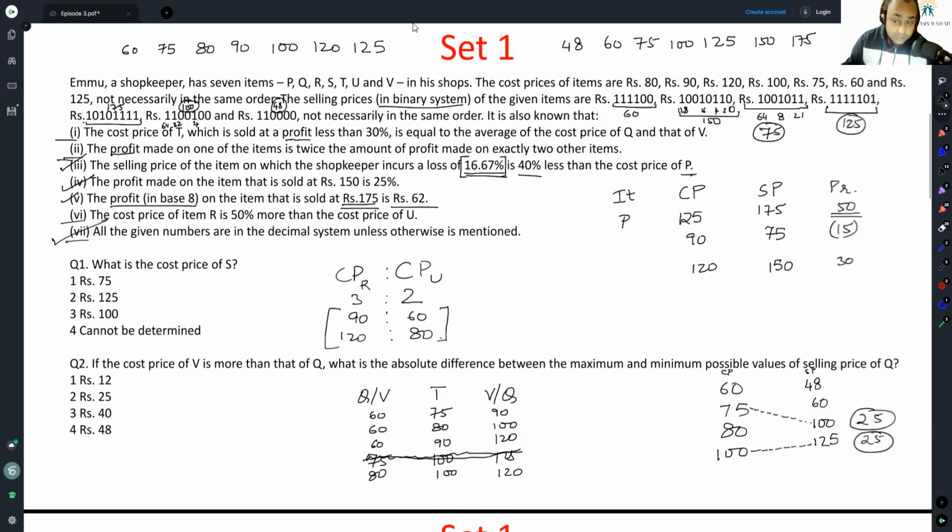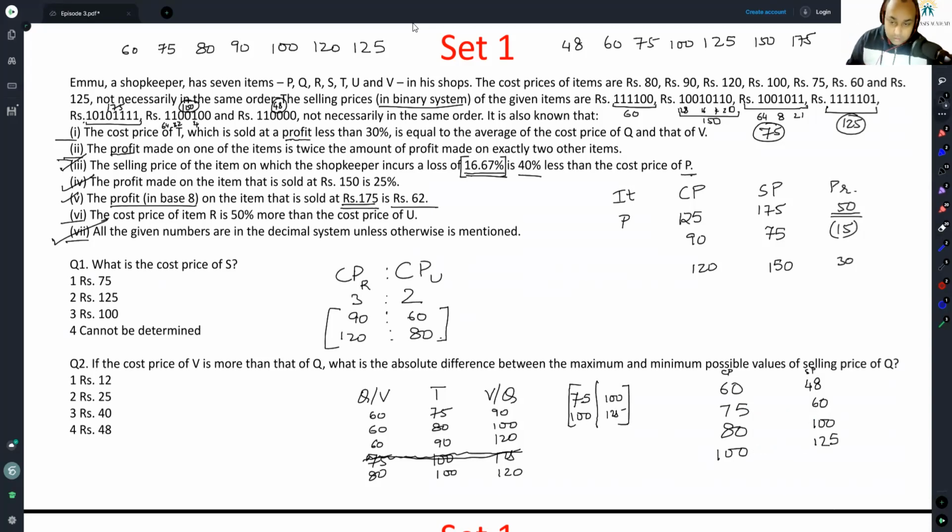Okay. So this does not mean I stop checking right now. I've got one case where 75, 100 I can work with, and 100, 125 I can work with. One possible case I have identified. I will continue checking if there are any other possible cases. You don't stop the check here.